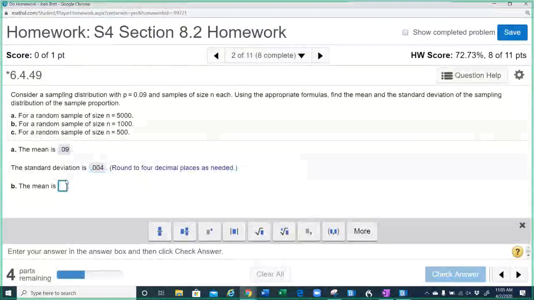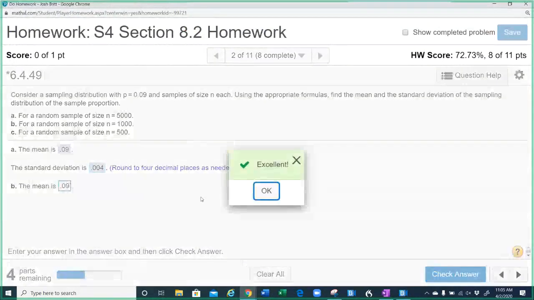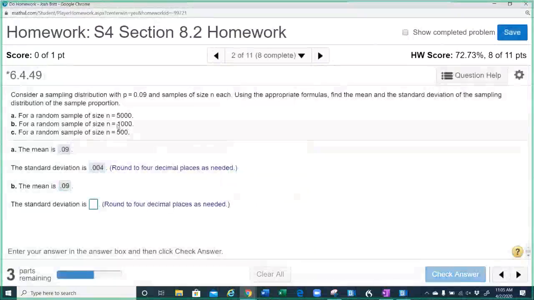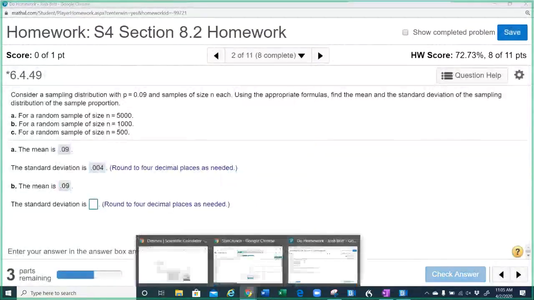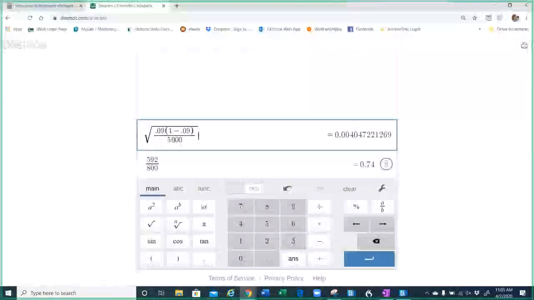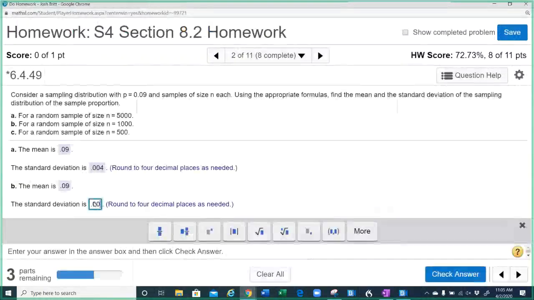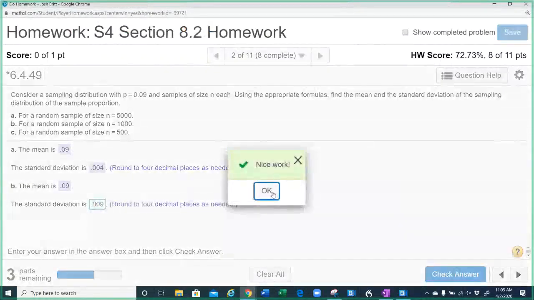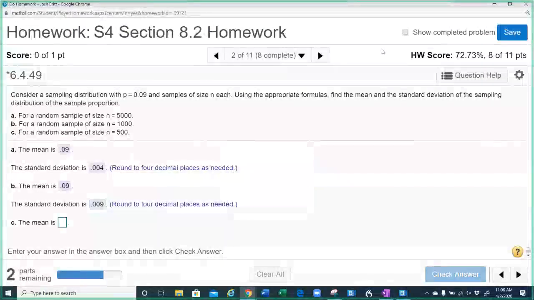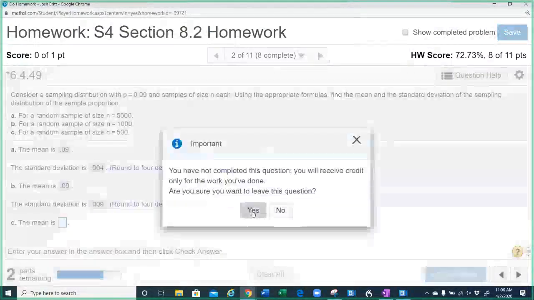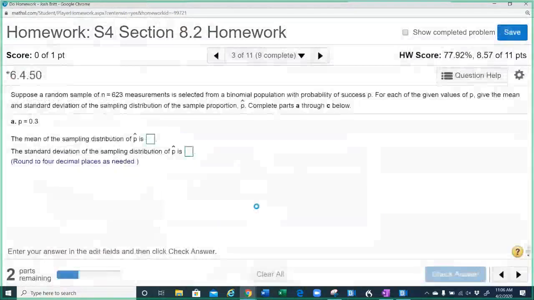And then we'll do the mean, again, 0.09. And then we change sample size to 1,000. So we come over here and change sample size to 1,000. And we get 0.009. And I'm not going to do every single piece because part C is just a repetition. So I'm going to carry on to the next question.